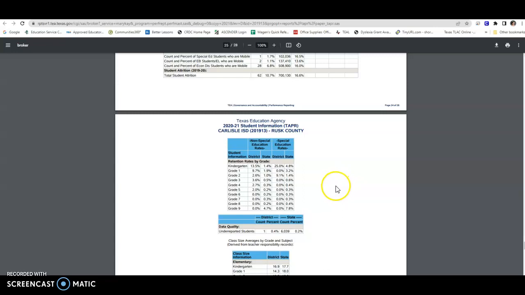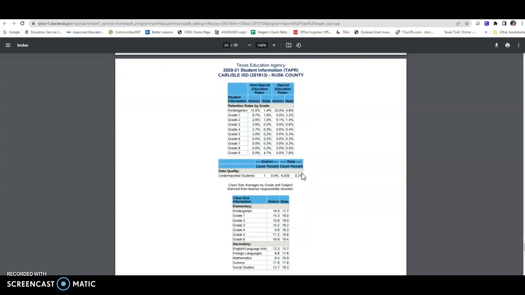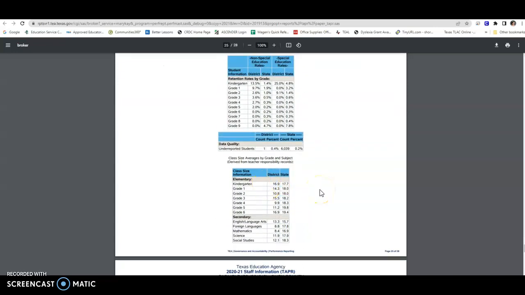Retention. Are our retention rates higher than the state averages? Why? Class sizes. Is this a factor that's impacting instruction?